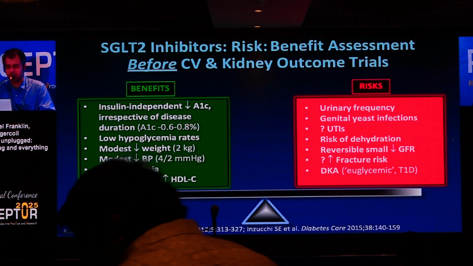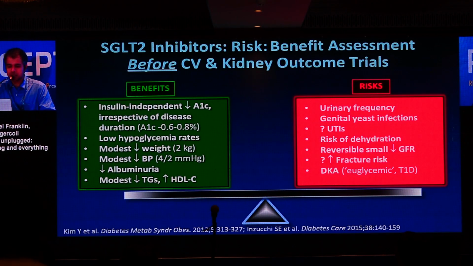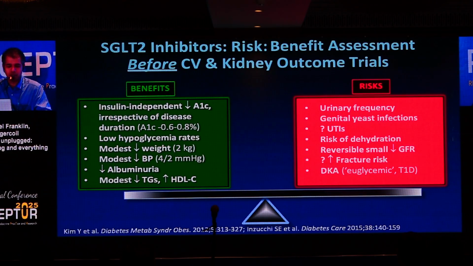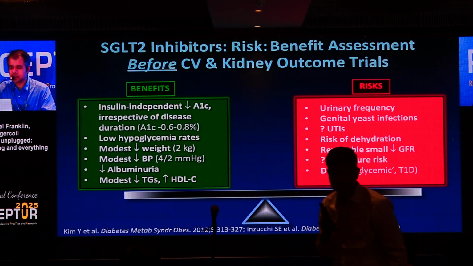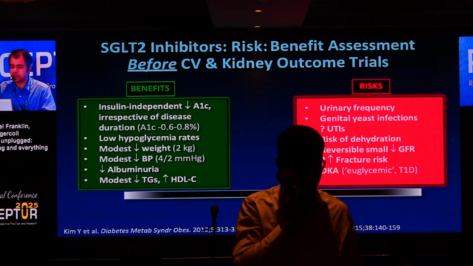Before I move on to the trials, this is how the risk-benefit ratio should be calculated before we prescribe SGLT2 inhibitors. The benefits are an insulin-independent decrease in HbA1c, irrespective of disease duration, with an A1c reduction of 0.6 to 0.8%. There are low hypoglycemia rates, a modest decrease in weight, a modest decrease in blood pressure, a decrease in albuminuria, a modest decrease in triglyceride, and an increase in HDL level.